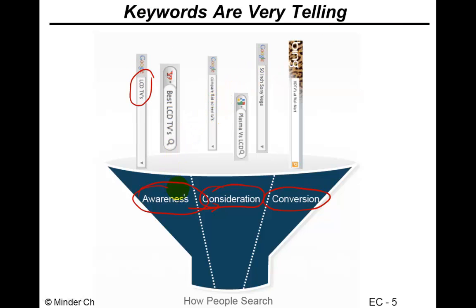When they're in the aware stage, the keyword for buying an LCD TV is just LCD TV. But in the consideration phase, they may be more specific. They may try to compare plasma with LCD. Or they may even know the product's name. In the conversion stage, they're thinking about not just a specific product, but also a specific place where they can purchase the product.